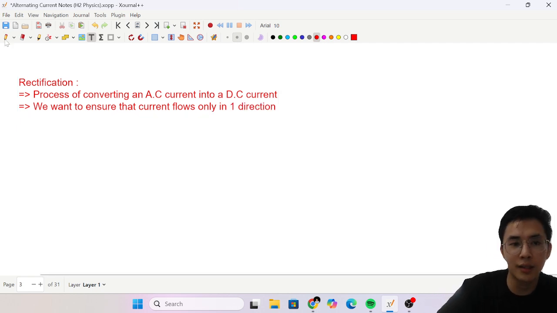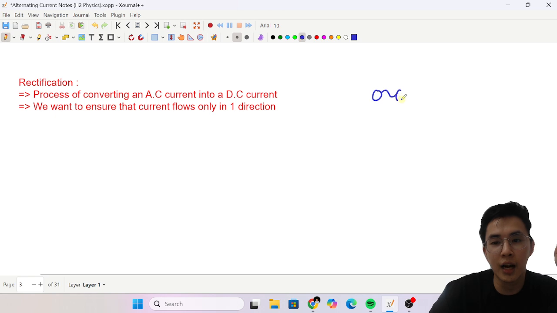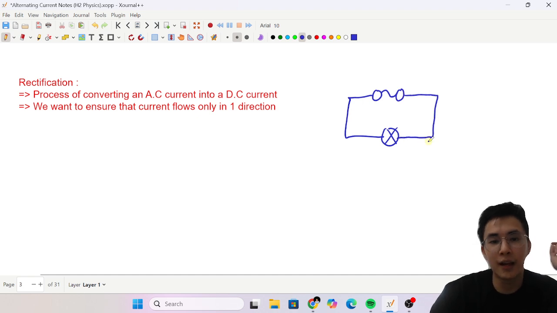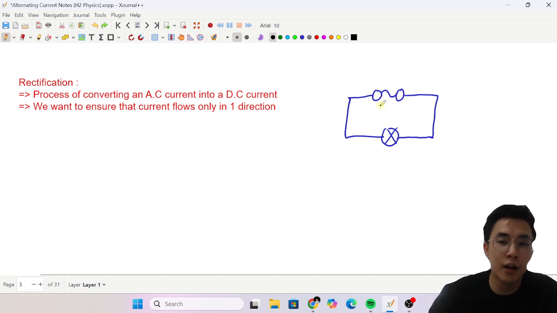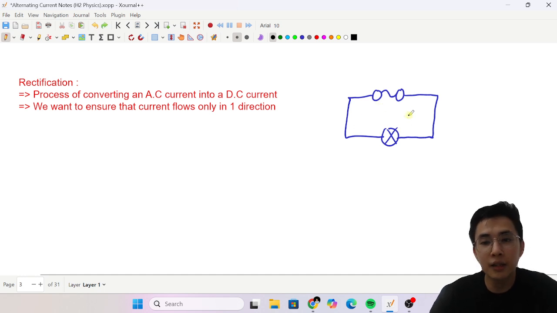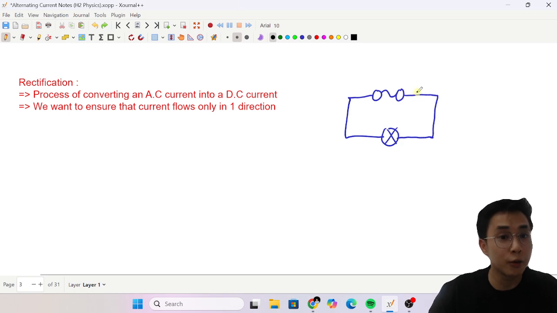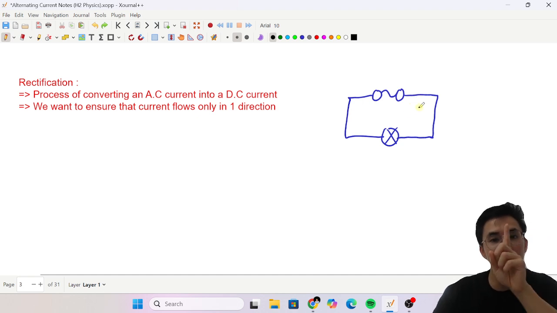I'll give you a quick example. Suppose we had an alternating current that looks like this. For half the period, the current will come out from here and go around like that, and for the next half of the period, it will go the other way around. What if I have certain devices where I only want current to flow in one direction? Then what you can do is just use a diode. A diode restricts the current flow to one single direction.